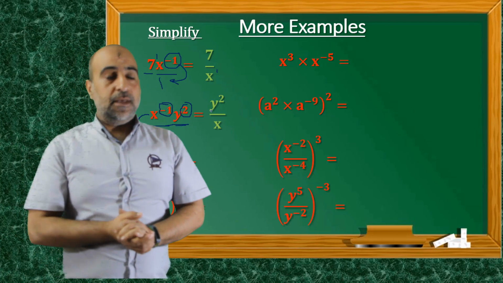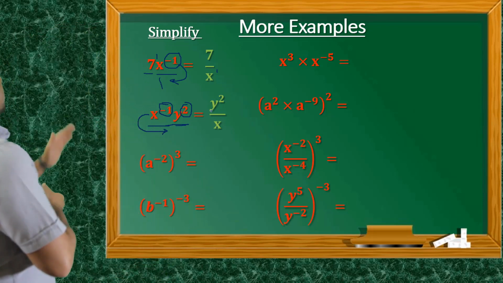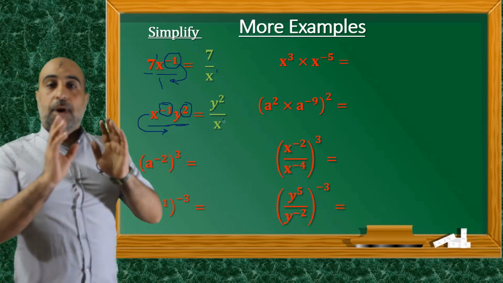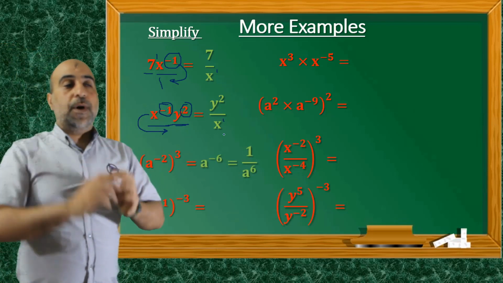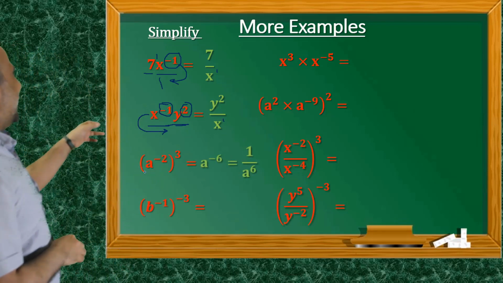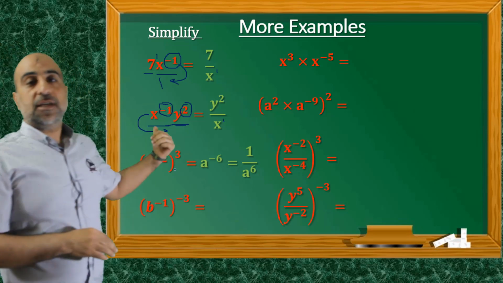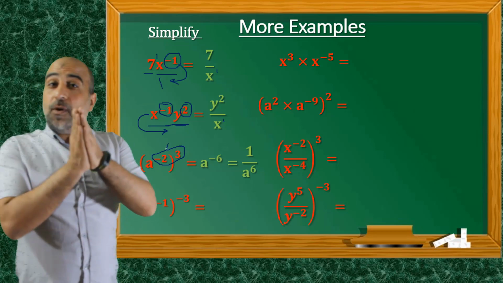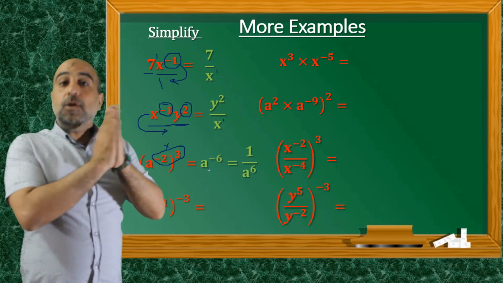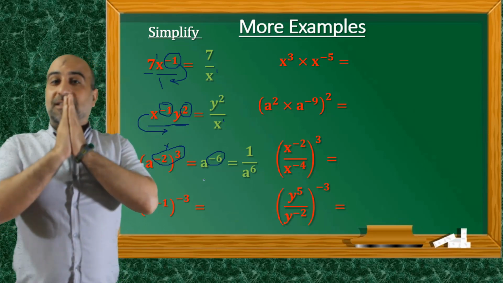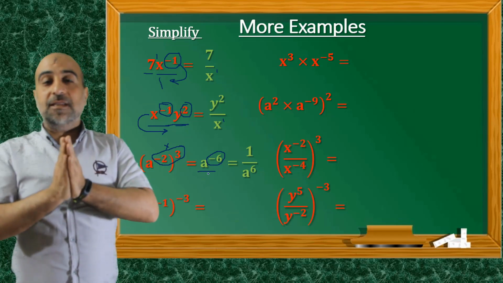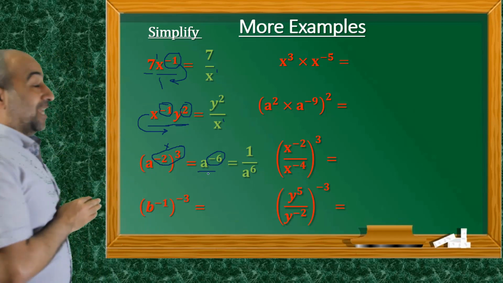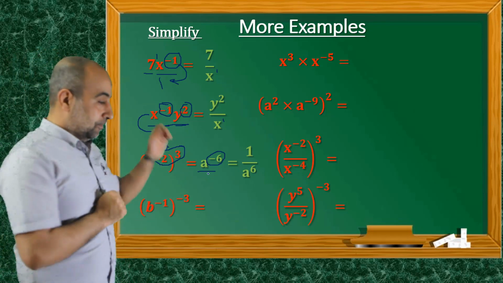The next example. a to the power of negative 2, all to the power of 3. Power of the power. Multiply the two powers. Then the result will be a to the power of negative 2 multiplied by 3, which is negative 6. a to the power of negative 6. I have to get rid of the negative sign in the power. Then I will take the reciprocal, which is 1 over a to the power of 6.